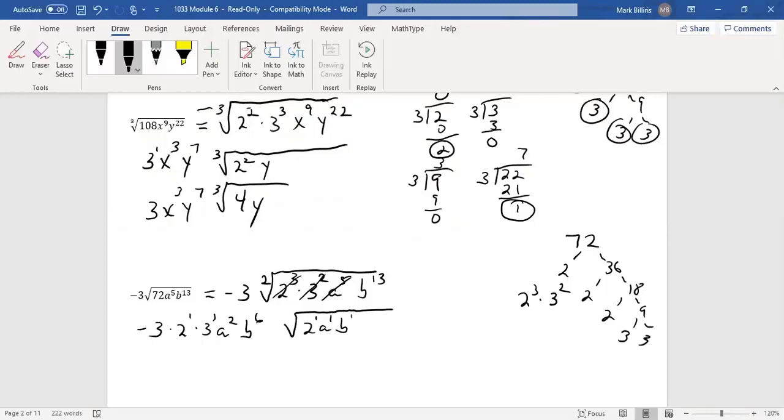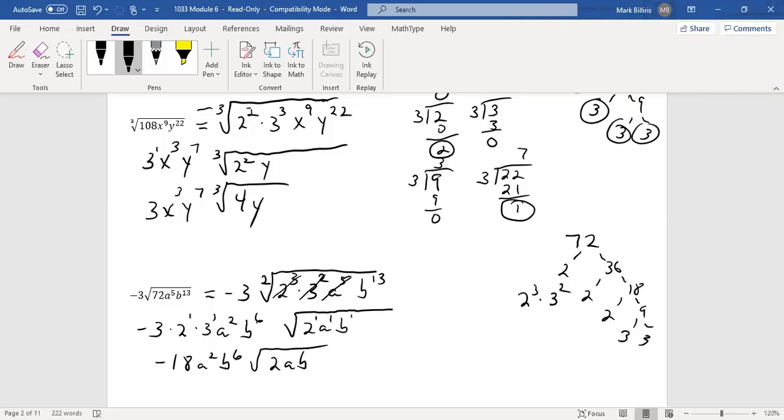So on the outside, I'm just going to multiply what I have. -3 times 2 to the first. So -3 times 2 is -6 times 3 to the first. So -6 times 3 is -18. A to the second, b to the 6th times the square root of 2ab.